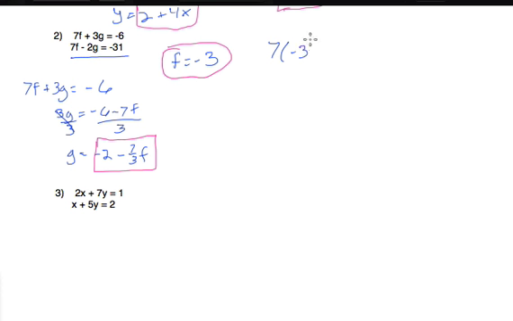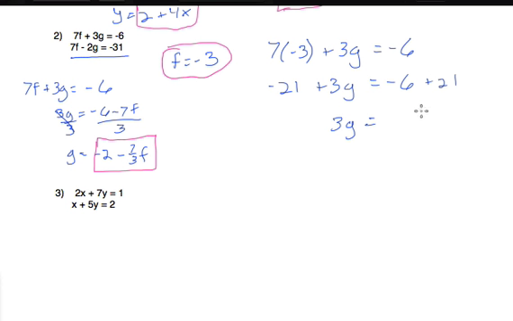7 times negative 3 plus 3g equals negative 6. 7 times negative 3 is negative 21 plus 3g equals negative 6. I'm going to add 21 to both sides, which gives me 3g equals, and negative 6 plus 21 is positive 15. So I'm actually skipping a step. I added 21 on this side, and I added 21 to that side. So I got 3g equals 15, and g equals 5.